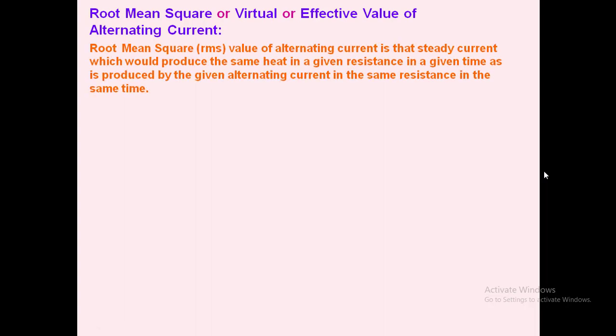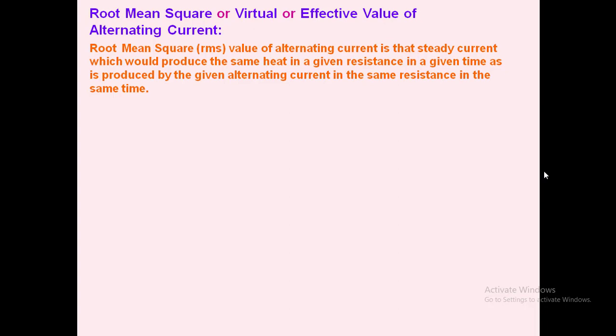Root mean square value of alternating current is that steady current which would produce the same heat in a given resistance in a given time as is produced by the given alternating current in the same resistance in the same time. So whenever you want to calculate average value or mean value, you are going to take the charge into consideration. But when you want to calculate root mean square value, we are going to take a resistor.